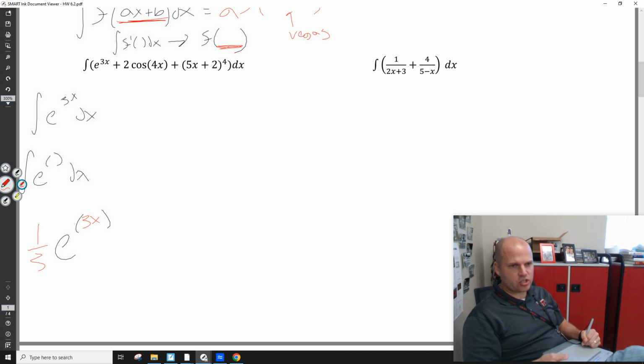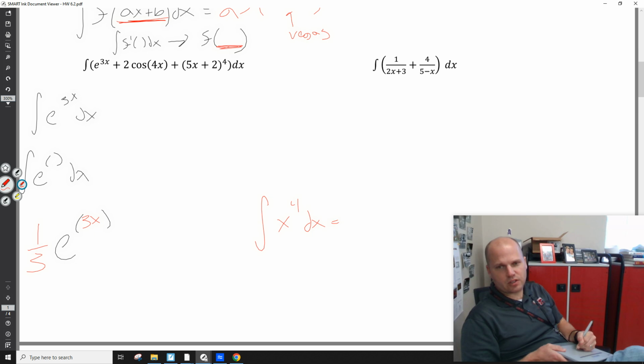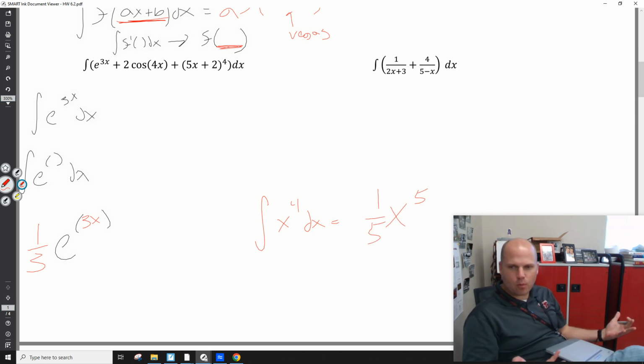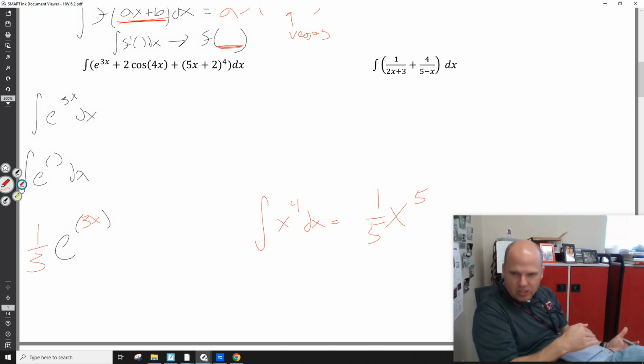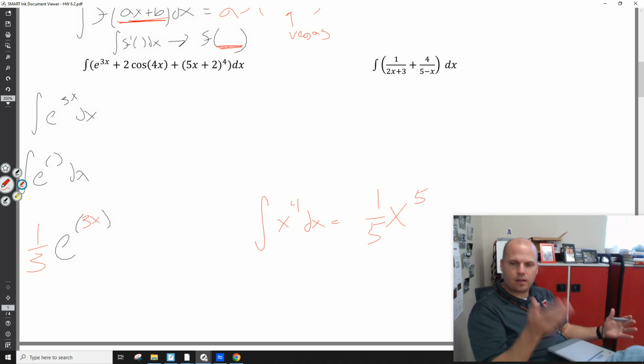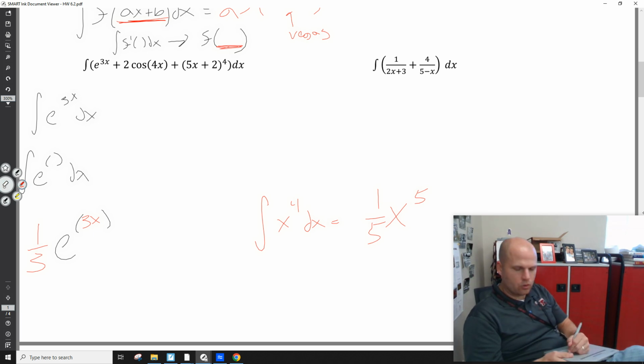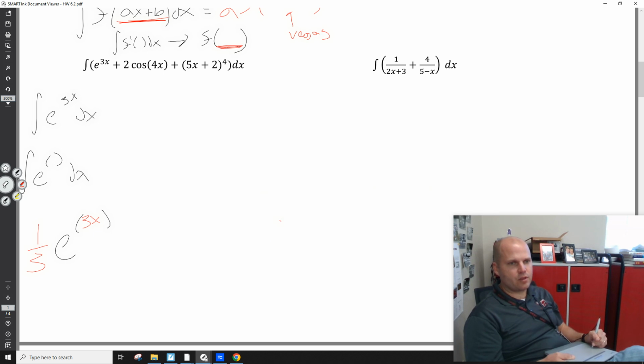This really is just like, and I showed this in class, when we take the antiderivative of x to the fourth, why do we need this 1/5? Why is 1/5 the power rule? Because the 5 is going to come down and we need to undo it. We need these reciprocals to undo these numbers that pop up. So that's the antiderivative of e to the 3x.